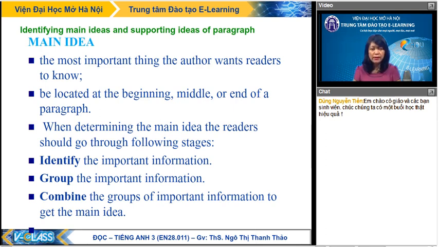So you see that main idea is the most important thing that the writer wants the reader to know. Where is it? It is located at the beginning, the middle, or the end of a paragraph. So when determining the main idea, the reader should go through the following stages. First one, they should identify the important information. Second one, group the important information, and then combine the groups of important information to get the main idea.